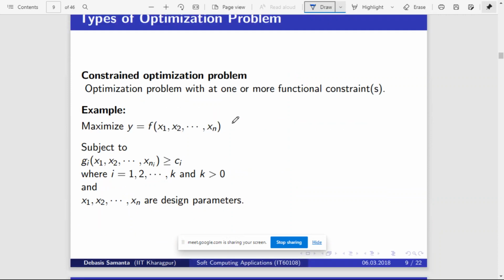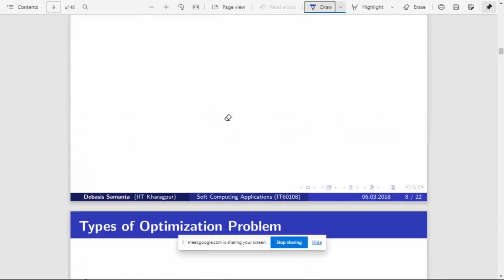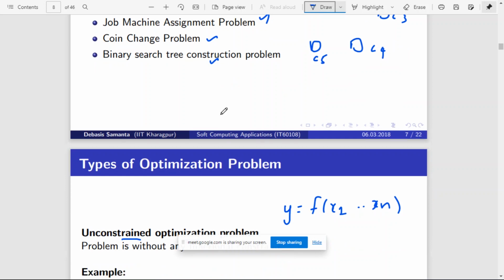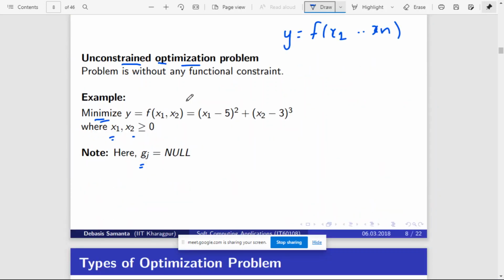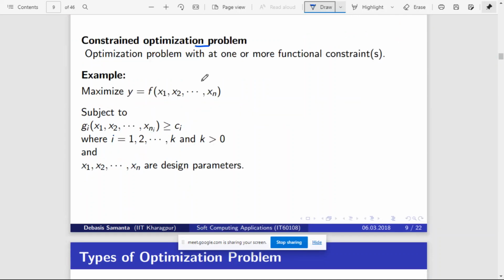So basically the entire optimization problem can be classified into two categories. One is called unconstrained optimization problem, and the other one is constrained optimization problem. In case of a constrained optimization problem, there will be a function which is to be maximized or minimized, and also there will be some constraints. So here is a constraint. So g of x1 to xi should be greater than or equal to ci, or any relational operator, right? Okay.